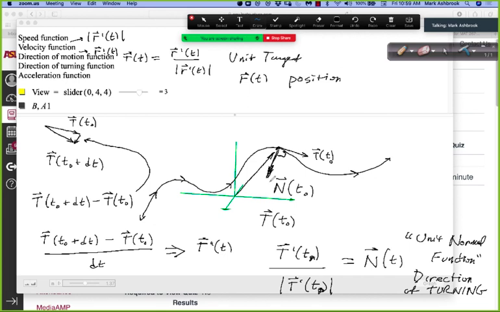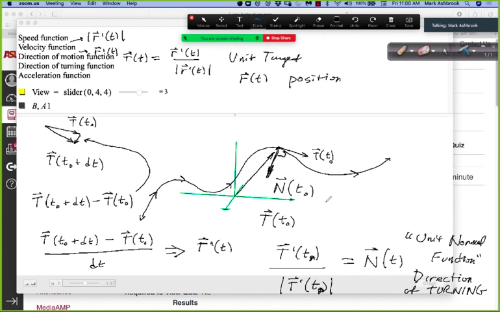So if you're in your car, that N will always be either straight out the passenger side window or straight out the driver's side window, orthogonal to forward. Forward is the direction of T, and then either straight out your passenger side window if you're turning right, or straight out your driver's side window if you're turning left. It's either one of those two always, because it's orthogonal to the direction of motion. Okay, does that make sense?